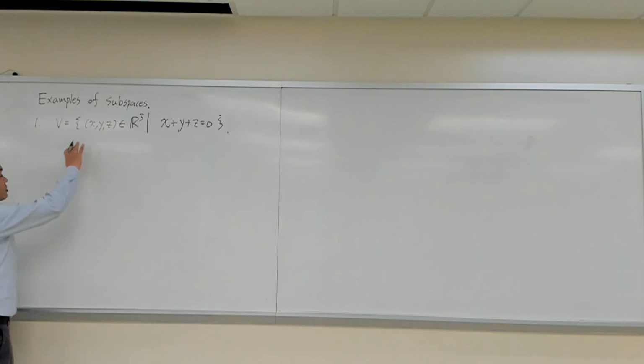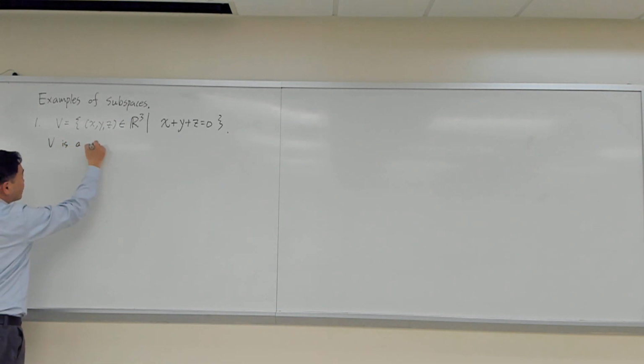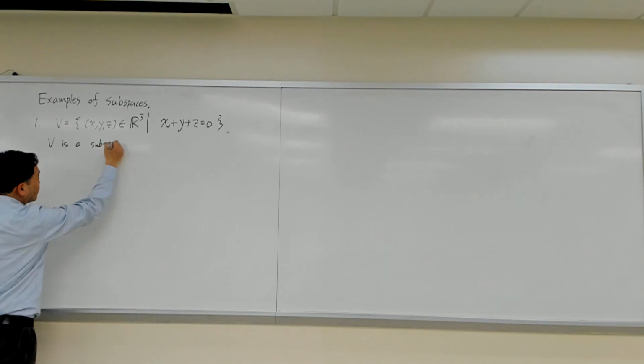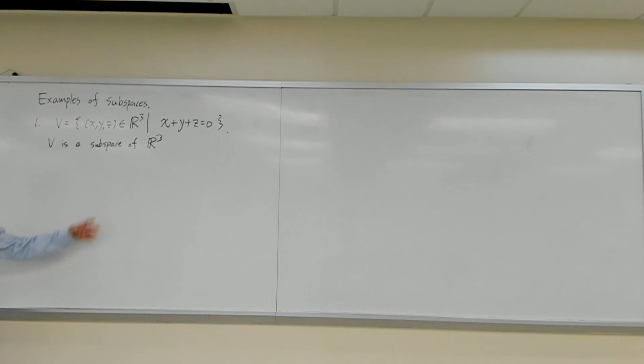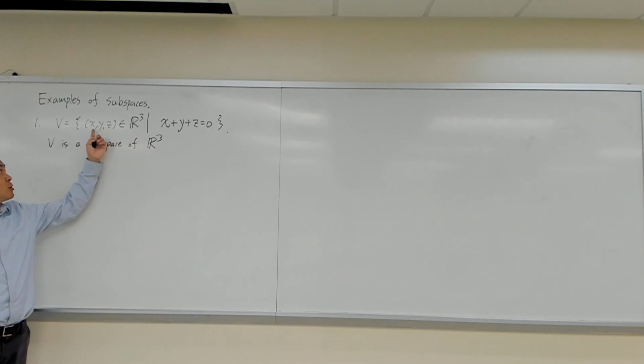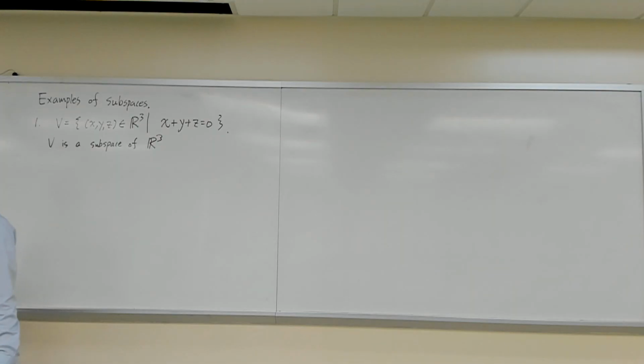Now in the review part, I've already said that this is a subspace, but I didn't really prove it. Now we can say this is a subspace because we have a clear definition of what a subspace is. So V is a subspace of R3, because first of all, it is a subset, right? All the elements in V are from R3. It's just that we're taking the subset that satisfies that equation.